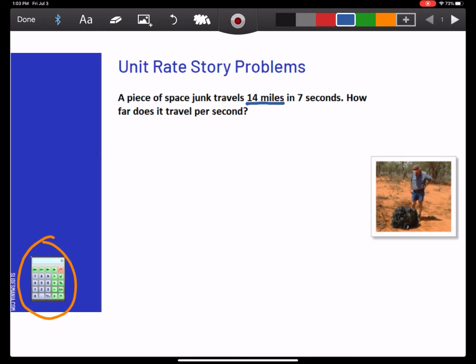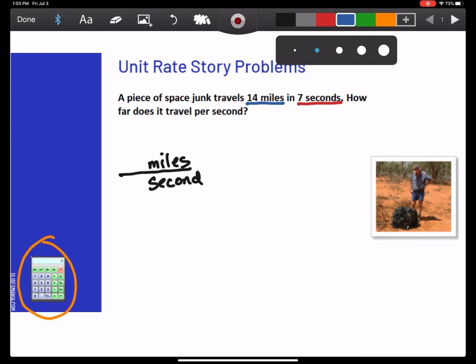All right. Next, and I'm going to use a different color because we're not talking about miles anymore. All right. It tells us that it does that in 7 seconds. All right, so I need to set this problem up. And when I set it up, I'm going to set it up in a fraction. Now, if we look at the question, it says, how far does it travel per second? So we want to know how many miles the space junk travels per second. Now, some students just want to guess where the numbers are. Sometimes they'll put the 14 in a numerator, or in other times they put it in a denominator. All right, you have to think about it.